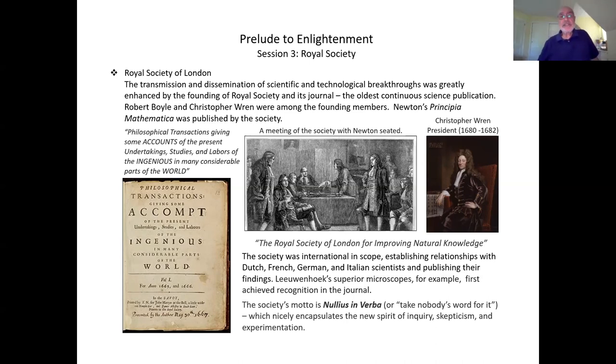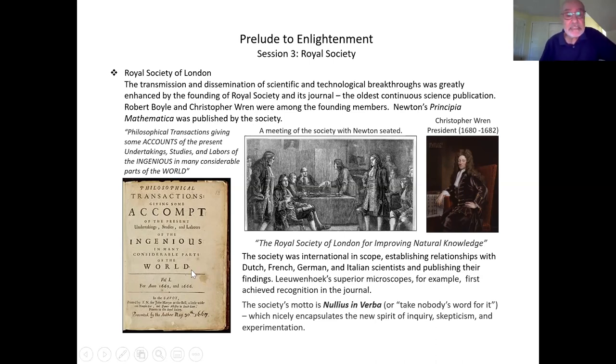The transmission and dissemination of scientific and technological breakthroughs was enhanced by the Royal Society that had in its journal the oldest continuous science publication. Robert Boyle and Christopher Wren, the famous architect and another polymath, were among the founding members. Newton's Principia Mathematica was published by the Society.